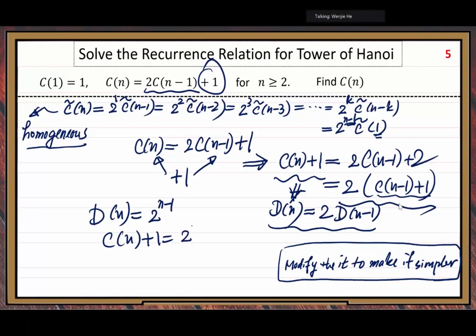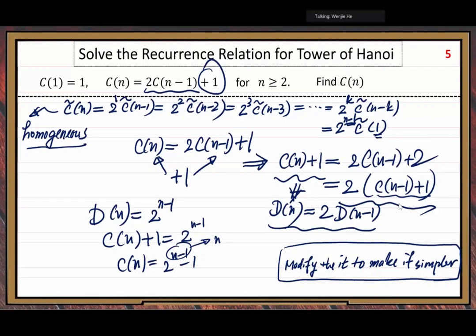But let me see. Something is a little not quite right. In this way, C of n equals 2 to the n minus 1 minus 1, but our formula looks like this should be n. I need to check. Something is wrong in this place, 2 to the n. Oh, okay. Now I understand.